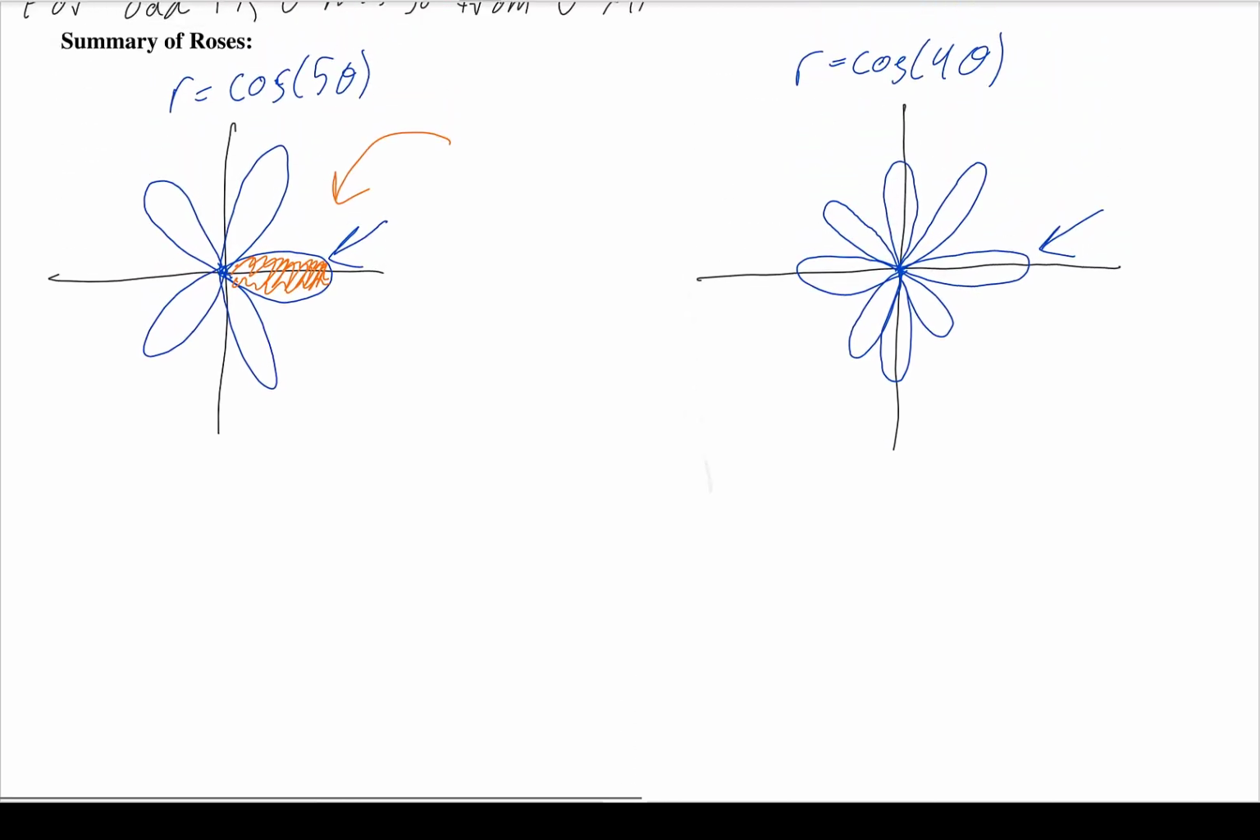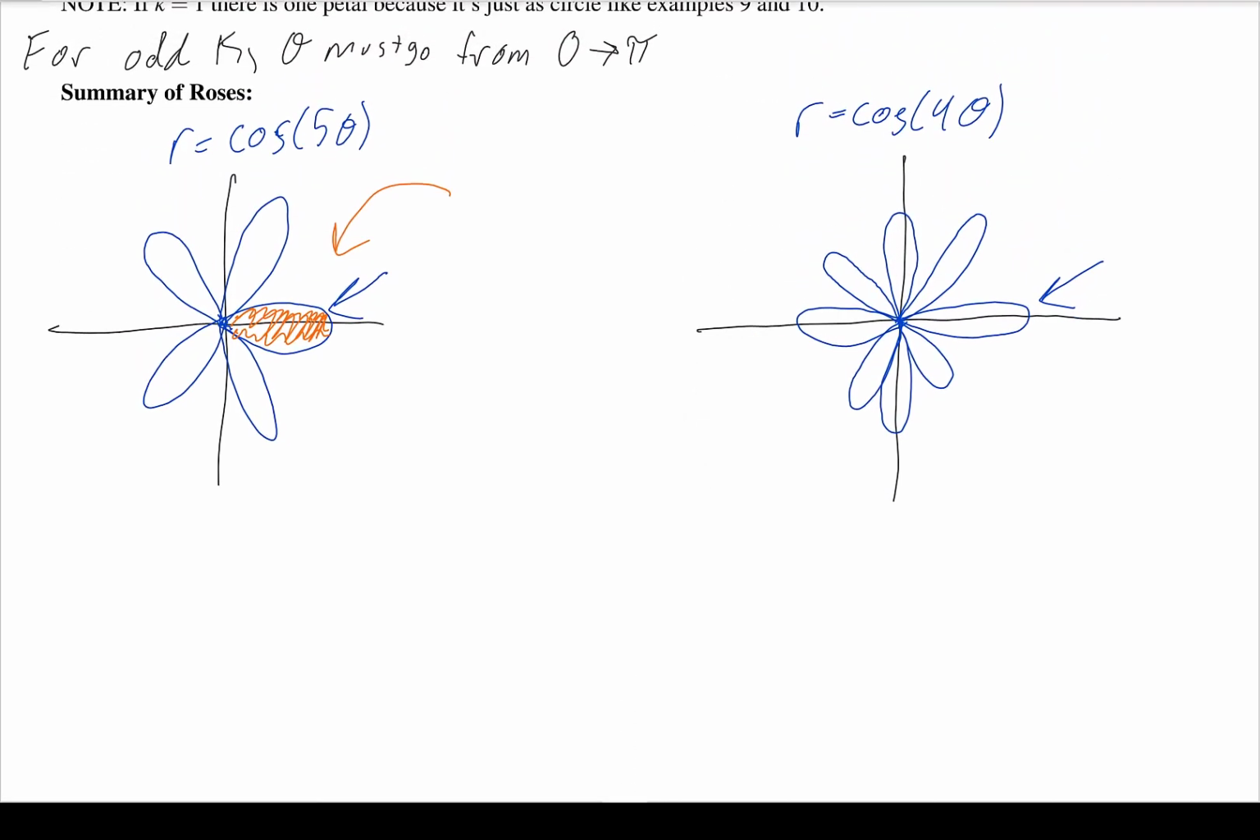Okay. Now I want to look at what happens when we have an even k. So for even k, theta must go from 0 to 2 pi in order to get all of the petals. Okay, so that shows you what cosine of k theta looks like.